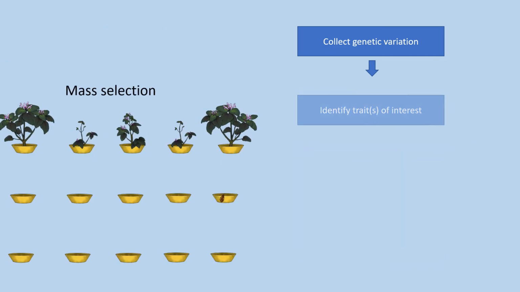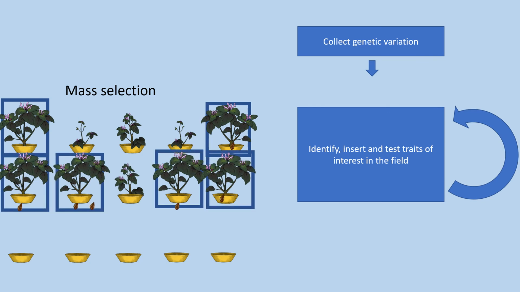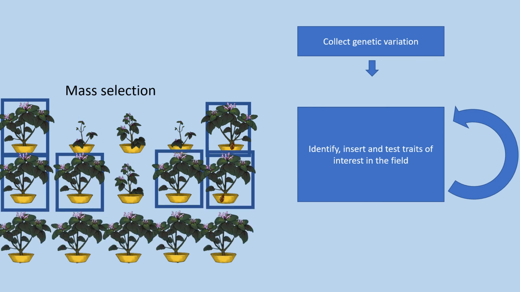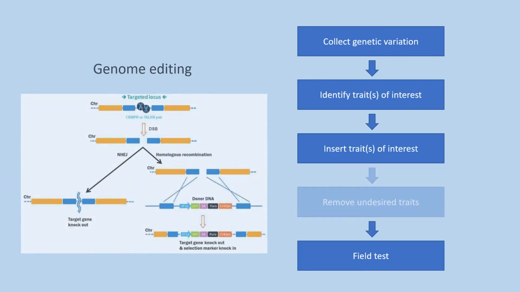In mass selection, for instance, identifying and inserting traits of interest is done during the field testing, when all available and genetically diverse crops are grown in the field, but only the crops with desired traits are left to reproduce for the next year. On the other hand, genome editing does not require removal of undesired traits because the plant genome is modified directly without inserting any foreign genes in it.